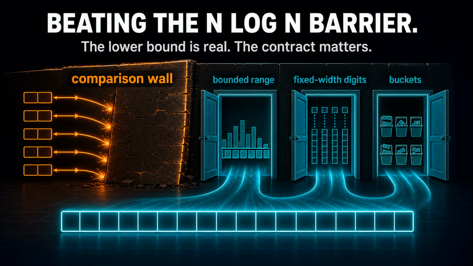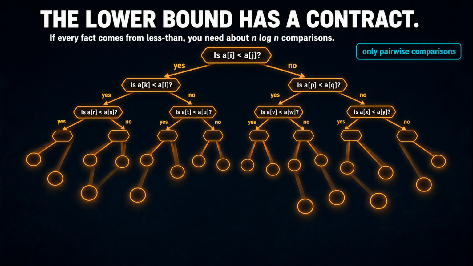Wait, beating it? That sounds like cheating. Yes, the math is real, and that is why the claim sounds suspicious. But the lower bound comes with a contract. If the only question your algorithm can ask is "is this item less than that item?", then yes, the lower bound owns you. The escape hatch is data that lets you ask better questions. That is the contract boundary.